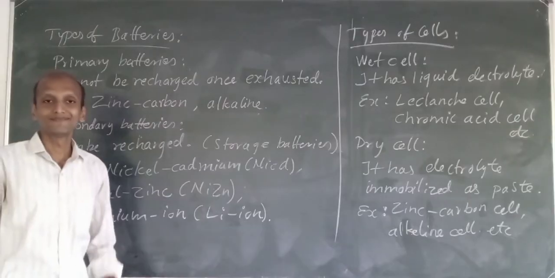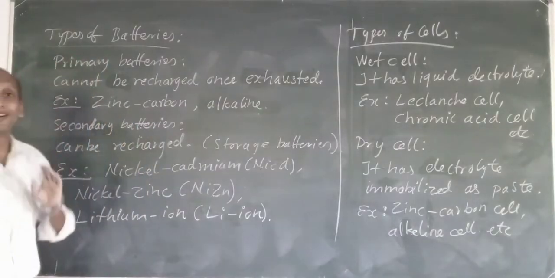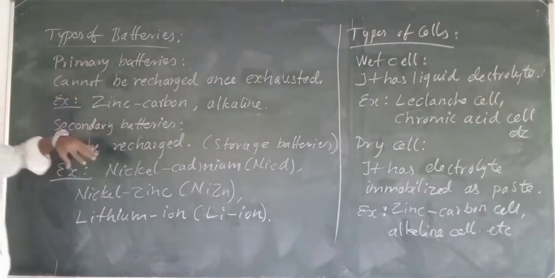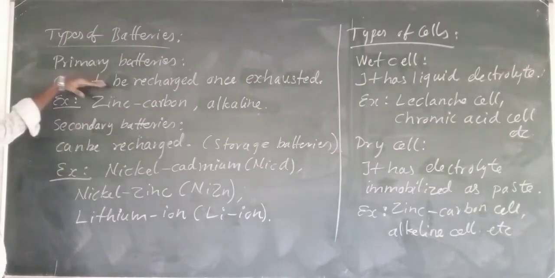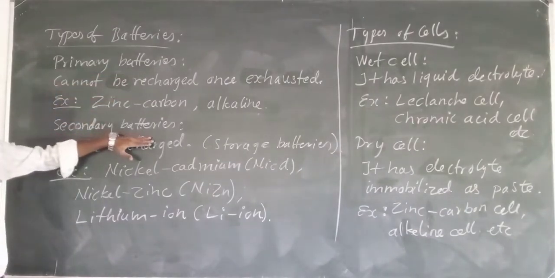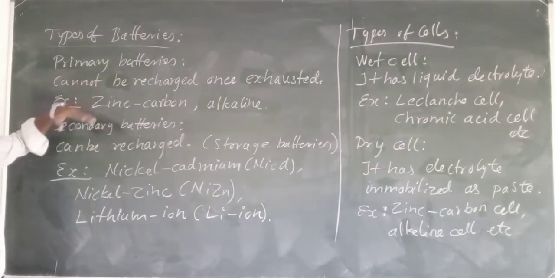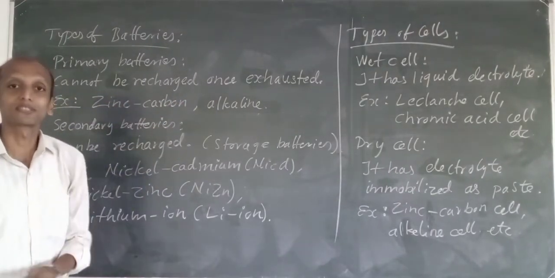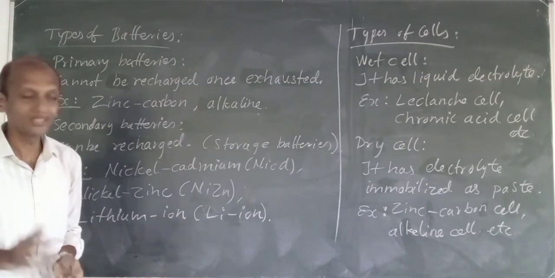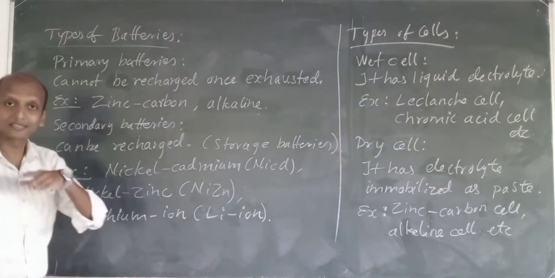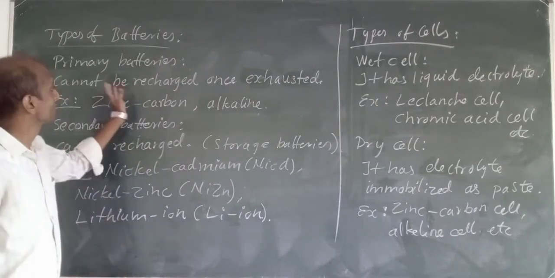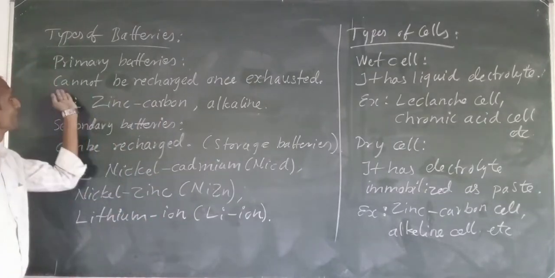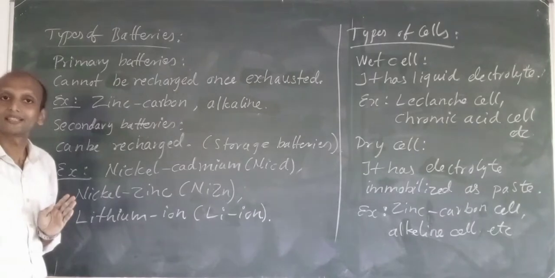Now we will discuss the types of batteries and types of cells. Coming to types of batteries, we have two types: primary batteries and secondary batteries. Primary batteries are the ones which cannot be recharged once exhausted. Once their charge is gone totally, the battery cannot be recharged. Such batteries are called primary batteries.